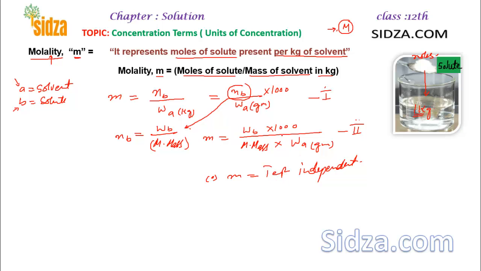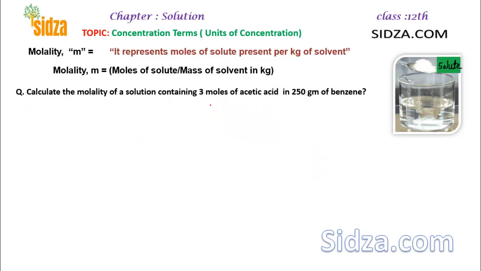Why? Because we are expressing everything here in the weights, right? So we are not talking about any volumes here, right? That's why the molality is considered to be a better, a more convenient way of expressing the concentration of a solution than molarity. Now let's take a couple of examples here. Okay, so now let's look at this question here.